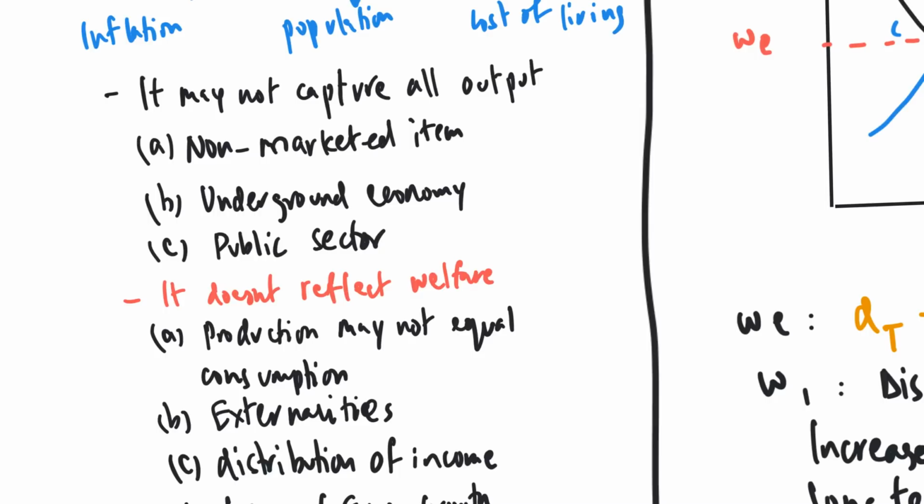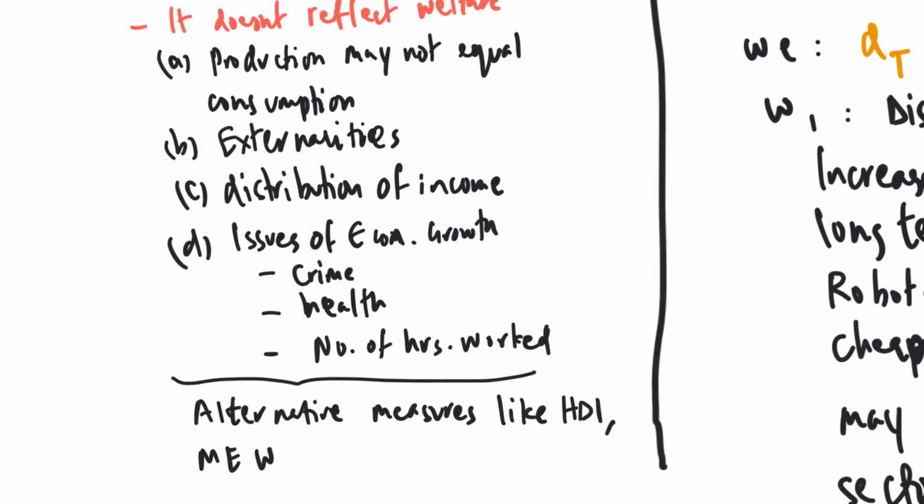Then, once we talk about that it doesn't capture all the output, it also doesn't capture all the welfare. The reason is that production may not equal consumption, because sometimes we produce, for example exports, or investment, which can cause our AD to go up, but both exports and investment are not consumption by us today, but by us probably tomorrow. For example, exports are foreigners' consumption and not our consumption, so our living standard may not go up. Similarly, investment is going to increase living standards not today but tomorrow.